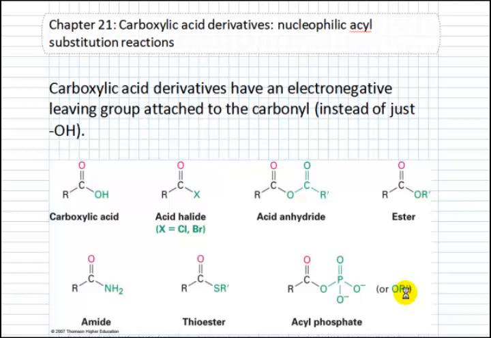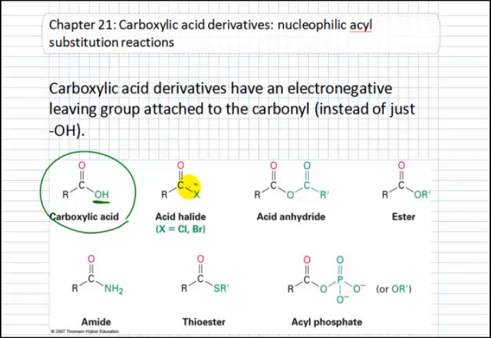This is our Chapter 21 lecture on carboxylic acid derivatives and nucleophilic acyl substitution reactions. Let's start by defining our carboxylic acid derivatives. If we start with just a plain old carboxylic acid, right, C double bond O OH, a carboxylic acid derivative is something that is derived from that, and that's a lot of the reactions we'll be talking about this chapter. These derivatives tend to have an electronegative leaving group attached to the carbonyl, as opposed to the OH.